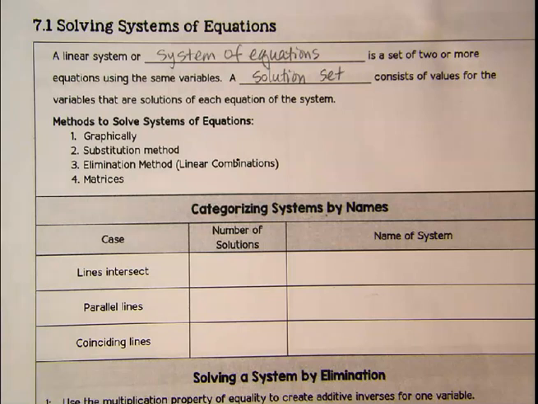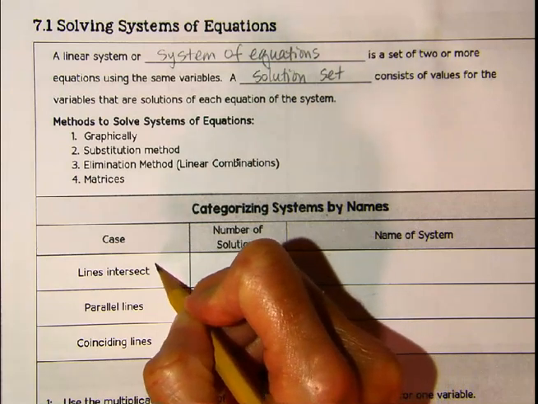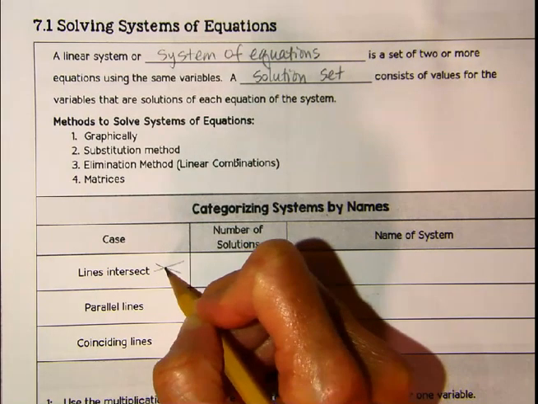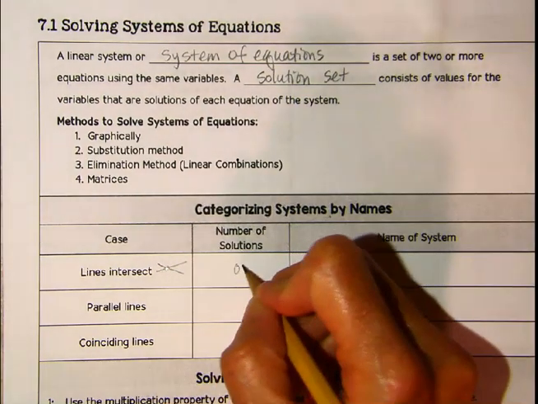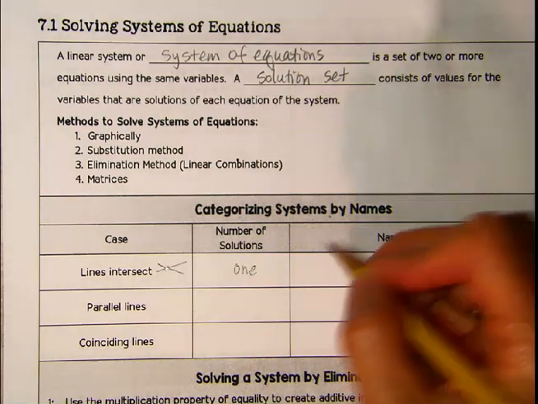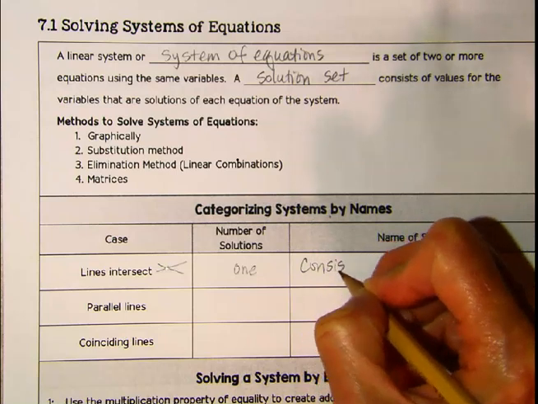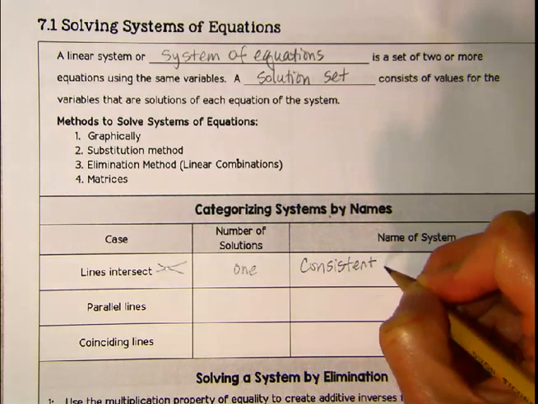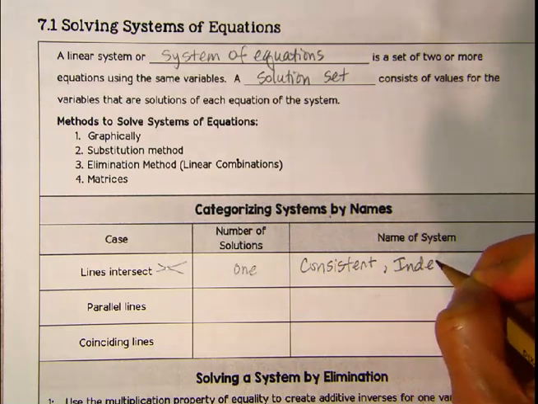As far as categorizing systems by names, if the lines intersect, you know what a graph looks like. Let's say one's going this way and the other one's going this way. Then there's a point where they intersect and there's one solution. This is what they call a consistent system because it has a solution. And because there's only one, it's independent.